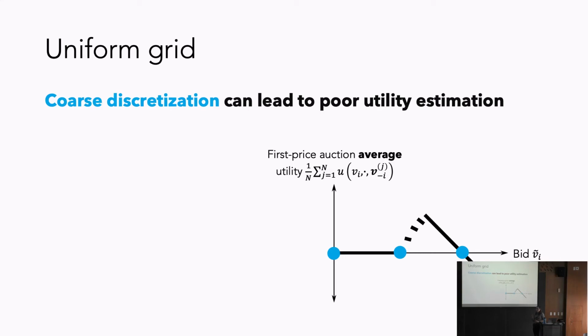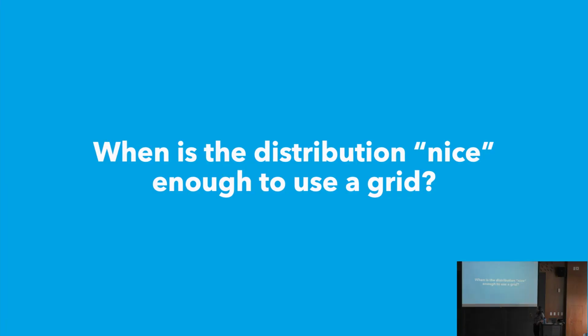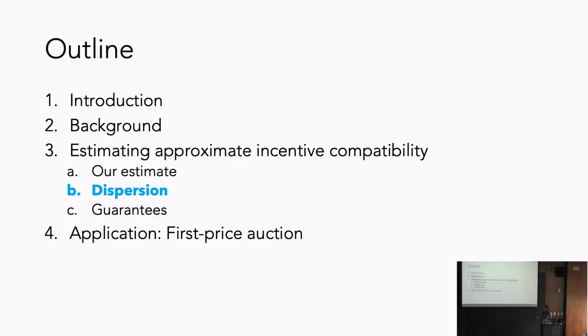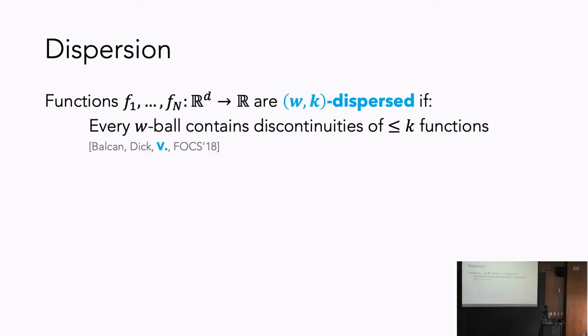Okay. Should I just move on? Okay. So the question is, when is this distribution nice enough that we can estimate that gamma just using this uniform grid? And to answer this question, we're going to rely on a notion called dispersion, which I'm going to define now. So functions f1 up through fn, let's say they map from R^d to R, are (w, k)-dispersed if every w-ball in the domain contains discontinuities of at most k functions.